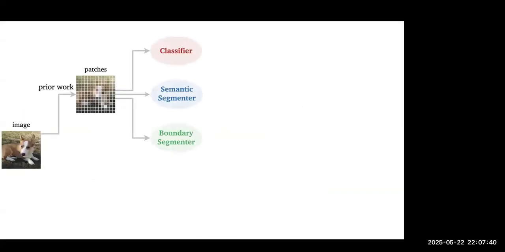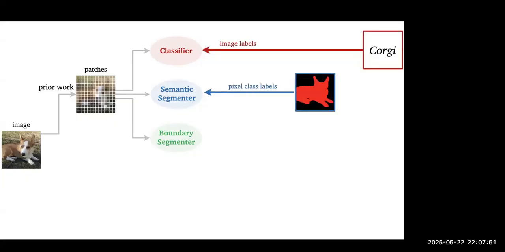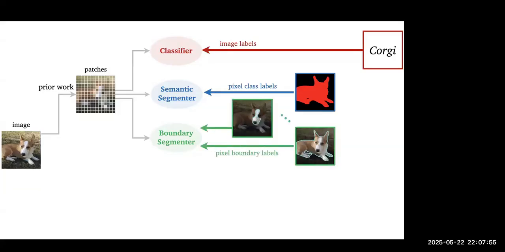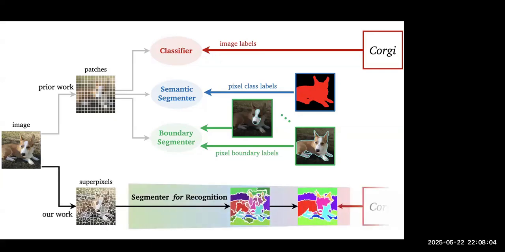And with that perspective, if you compare our work to previous approaches, in the ViT, you have patches. If you want to train a classifier, you use image labels. If you want semantic segmentation, you use pixel level class labels. If you do boundary segmentation, you do what SAM does. You provide the boundaries and you learn from them.